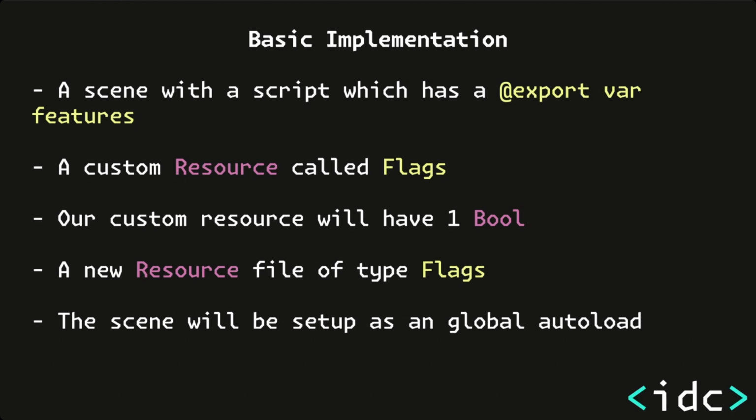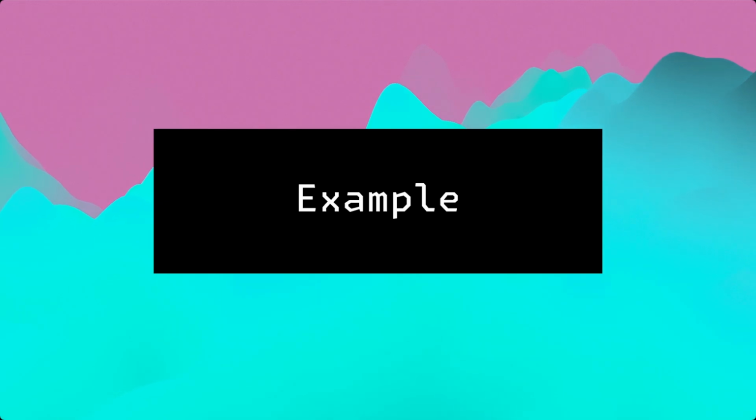We're going to do a basic implementation with these following attributes. We're going to make a scene with a script which has an exported var called features. We're going to make a custom resource called flags. That's going to be the class name. Our custom resource will have one boolean. A new resource file will be created of type flags. We'll set the boolean to true or false. Let's say true, and then we'll set that. We'll set up a scene as a global autoload. Let's see this in action.